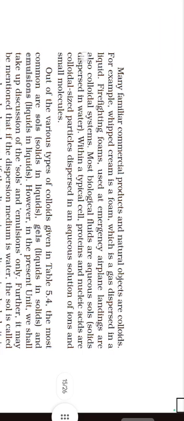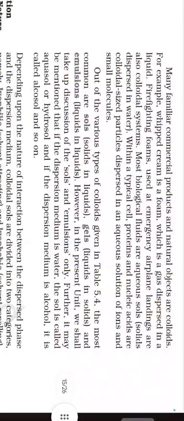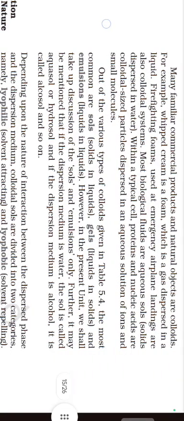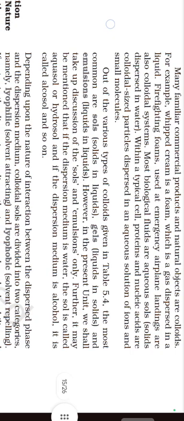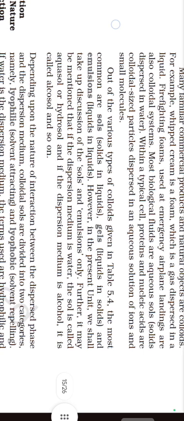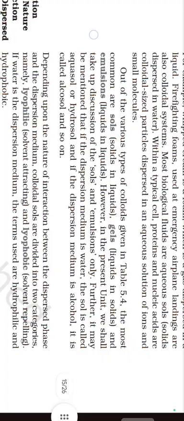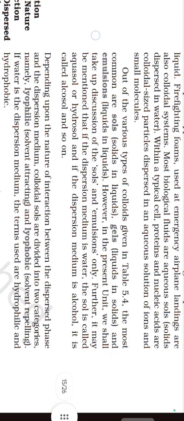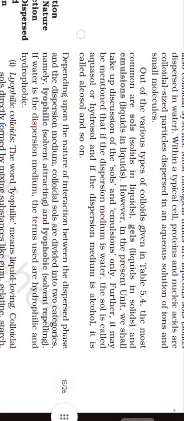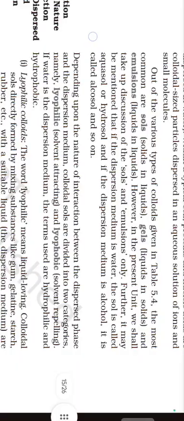Many familiar commercial products and natural objects are colloids. For example, whipped cream is a foam, which is a gas dispersed in a liquid. Firefighting foams used at emergency airplane landings are also colloidal systems. Most biological fluids are aqueous, with solids dispersed in water. Within a typical cell, proteins and nucleic acids are colloidal sized particles dispersed in an aqueous solution of ions and small molecules.